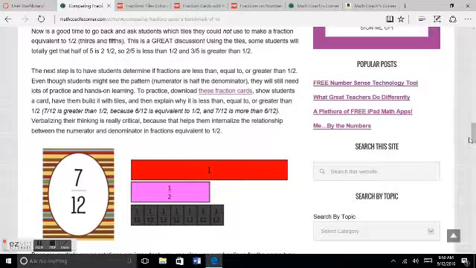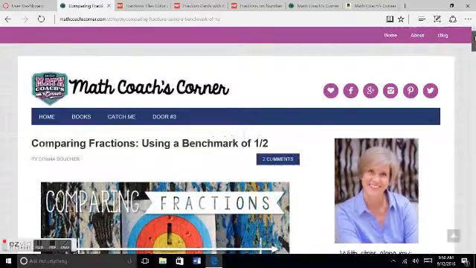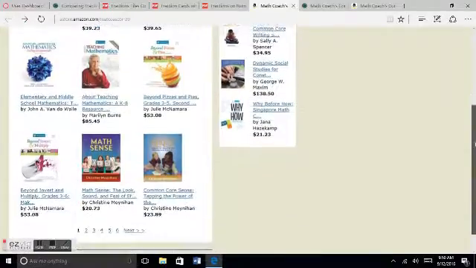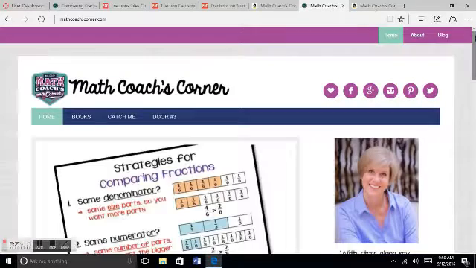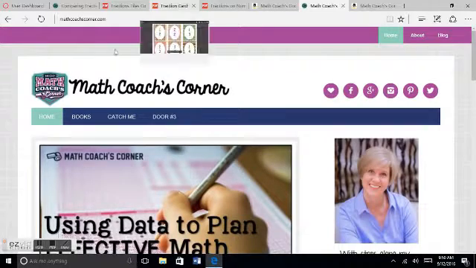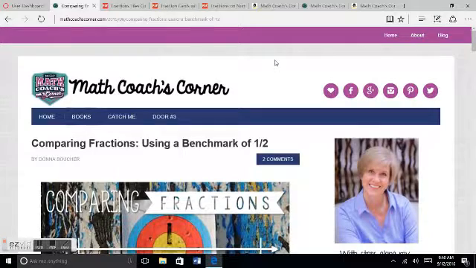Another thing that I really like about this website is that it has a tab for books, and if you click on it, it gives you a link to a store where you can buy different math books, which I think could be really helpful for teachers. So, yes, I would definitely recommend this website for teachers for those reasons.